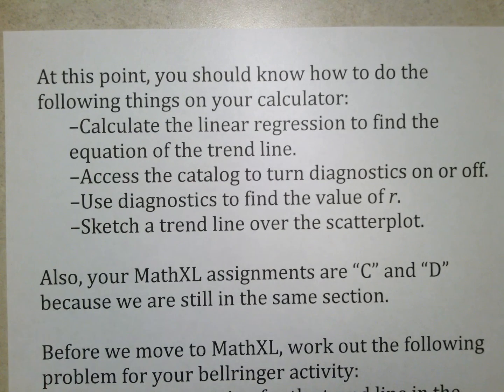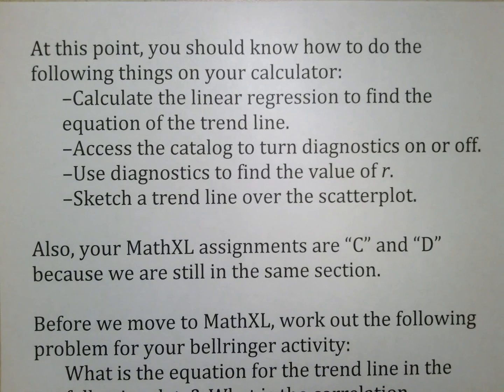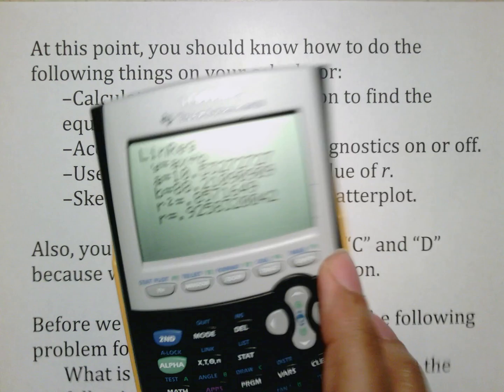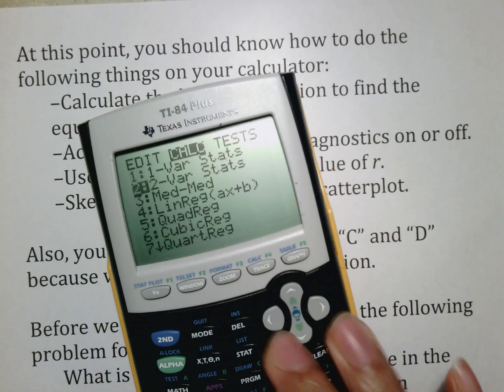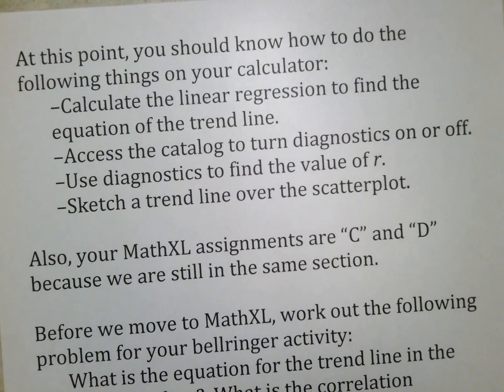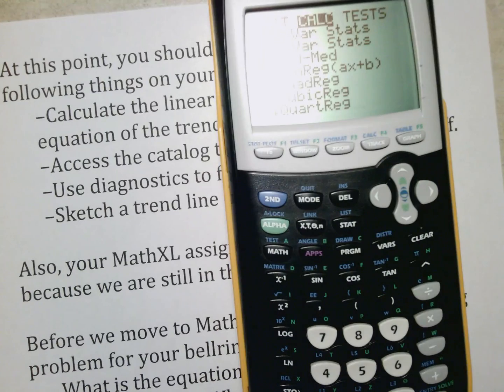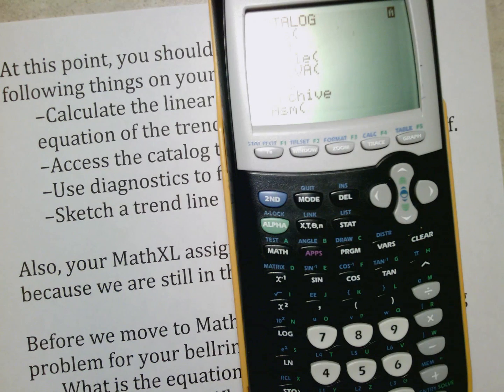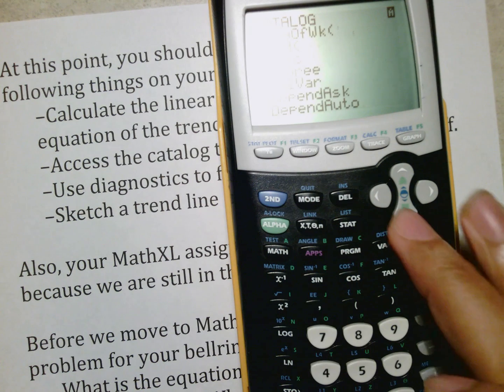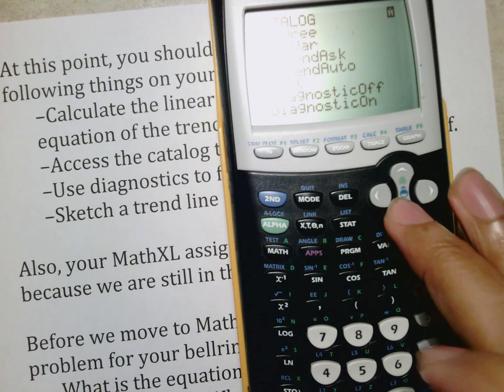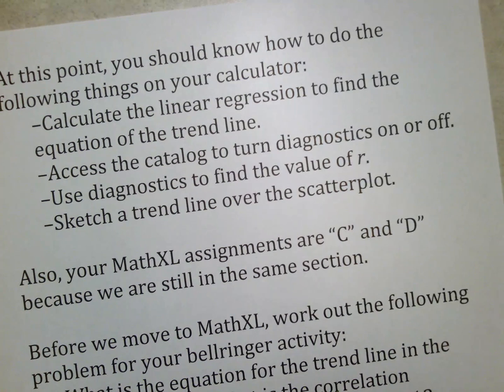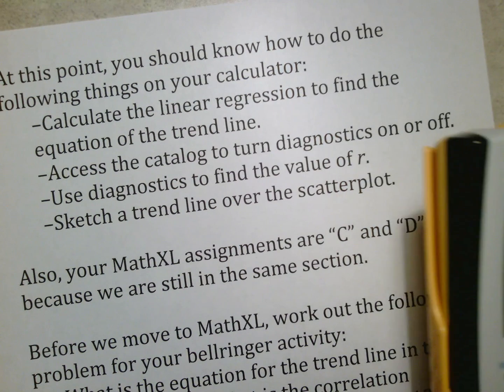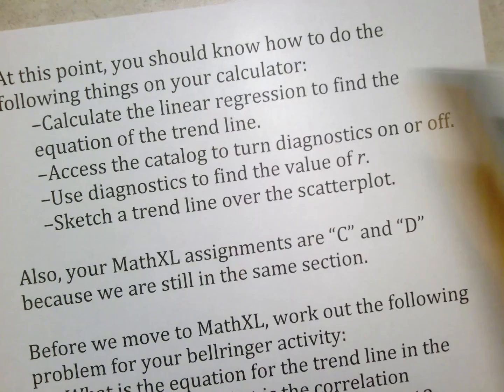Other than that, make sure at this point that you know how to do the following things. You should know how to calculate the linear regression, which is just simply going to the stat button, going to calculate linear regression. You should be able to access the catalog to turn diagnostics on or off. So we can do that. Go to second 0, hit the D button, and then again you have your diagnostics on or off. You should be able to use diagnostics to find the value of R, and you should be able to sketch a trend line over a scatter plot like we've done before by using the y equals button.